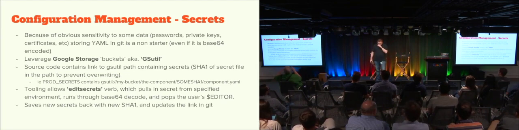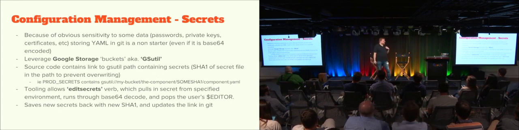So we created another verb for our tooling, which is very simple to do because it's all bash, called edit secrets. All it does is grab the file from gsutil, put it through a base64 decode, which is how you store your secrets in Kubernetes, and then put the file into the user's editor, whether that's Emacs or VI or whatever. When you save it, it does the reverse procedure and puts it back, and you don't really have to think about it.